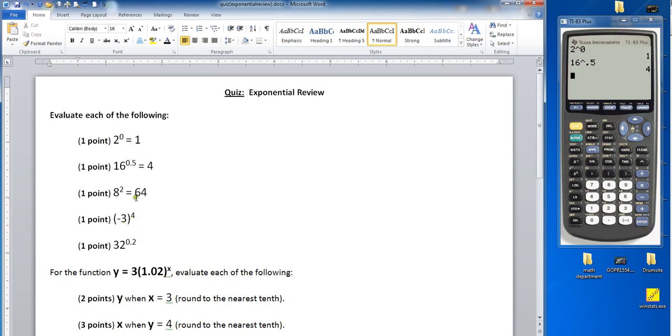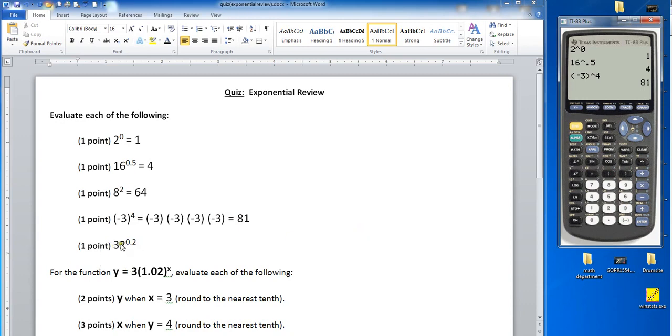Negative 3 to the 4th. This one might have thrown you for a loop. You've got to remember what exponents mean. That literally means, let's see if I can do a little clever editing here, negative 3 times negative 3 times negative 3 times negative 3. So if you just follow this down the line, negative 3 times negative 3 is 9, times negative 3 is negative 27, times negative 3 is positive 81. And if you're carefully using your calculator, you would have used the parentheses button, and you would have gotten the exact same result. So there's that.